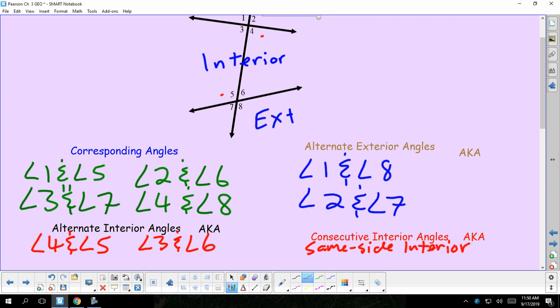Consecutive interior angles. The other name for this is same side interior. We know they're in the interior, and same side means they are on the same side of our transversal. So I get angle 4 and angle 6, same side and on the inside. And then angle 3 and angle 5. Any questions on those relationships?